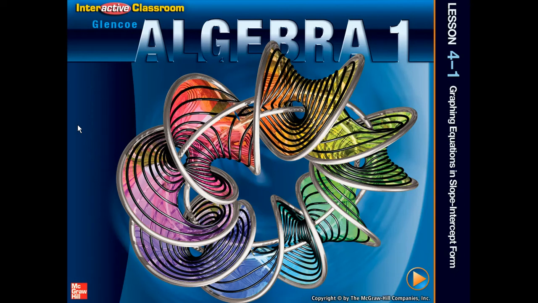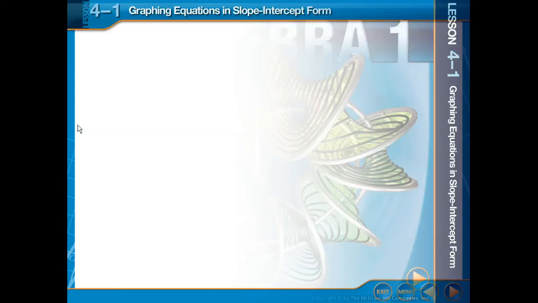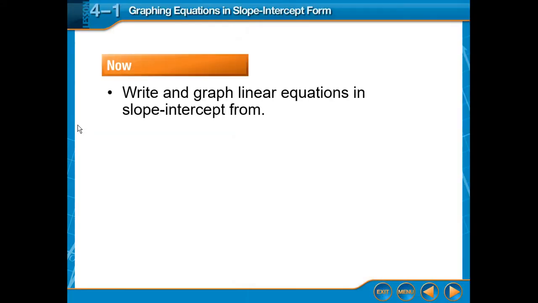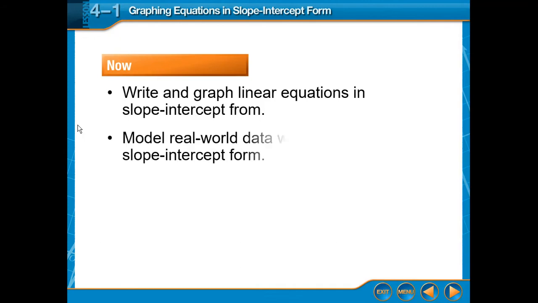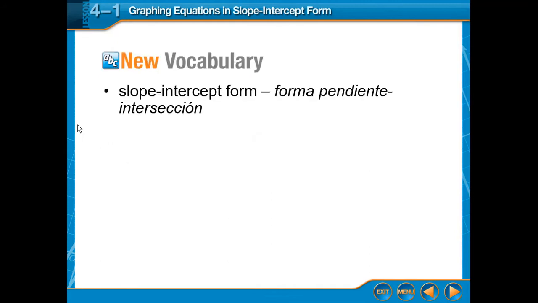Lesson 4.1 is on graphing equations in slope-intercept form. Okay, so in this video, you will relearn how to write and graph linear equations in slope-intercept form and model real-world data with equations in slope-intercept form. So the only vocabulary for this section is slope-intercept form.